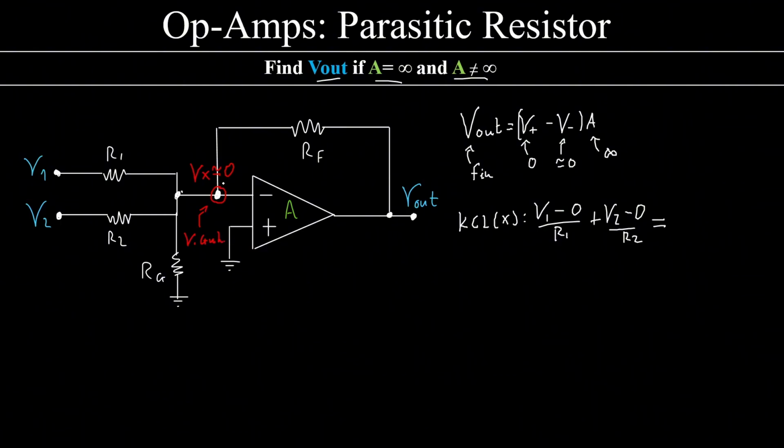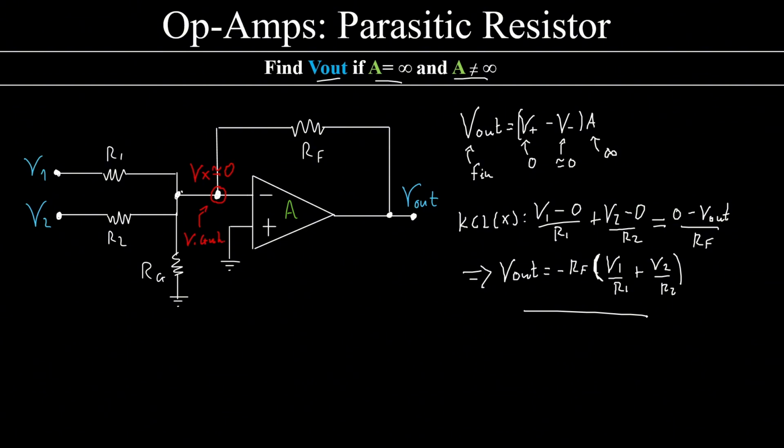This will be equal to the current that flows from here all the way to here. So it should be 0 minus V out over RF. Now this is very easy. In this result, basically we have something like a classic op-amp summing configuration, where we sum two voltage inputs and scale them by some factor over here. So we saw that this parasitic resistor plays no role in this configuration when the gain is infinite. So it's like it doesn't exist. Alright, let's check the next case.